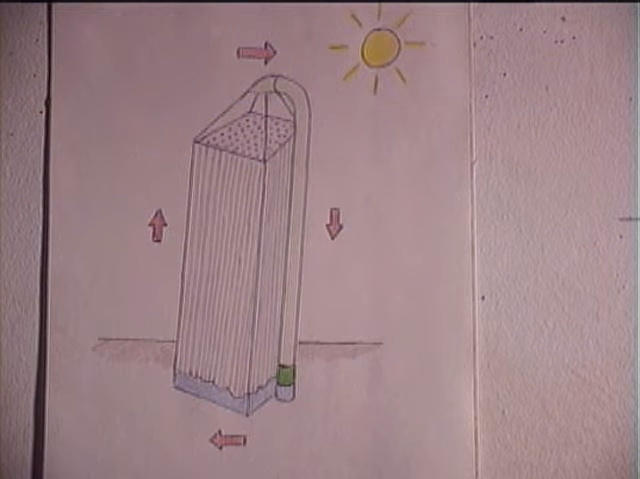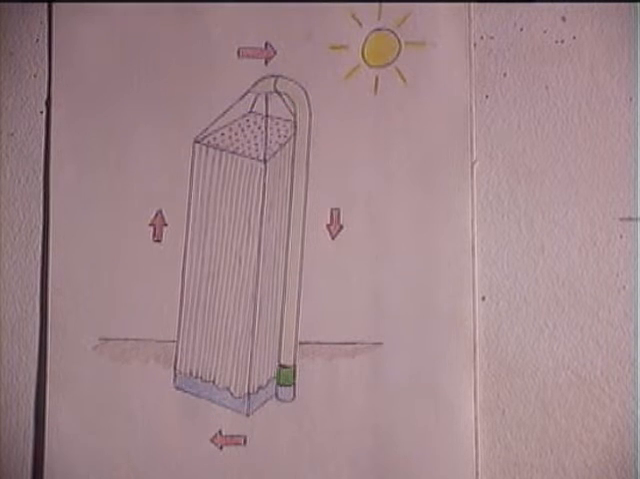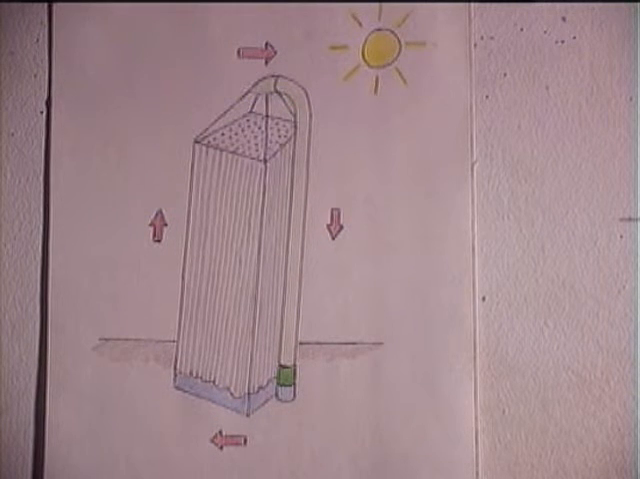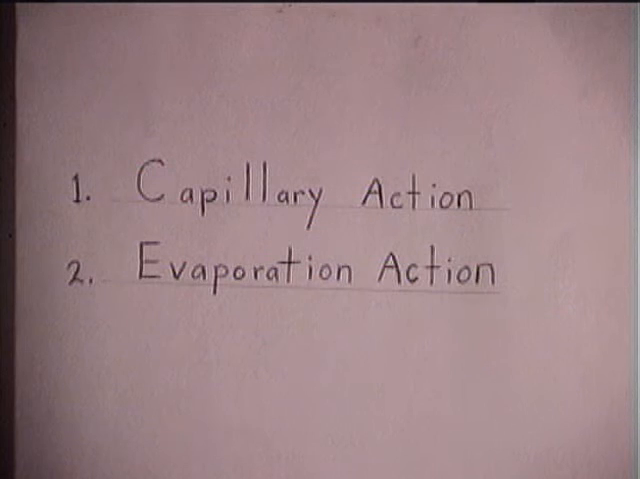I have a plan for a perpetual motion machine. In operation, my machine uses 1. Capillary action and 2. Evaporation action. Capillary action is the ability of a narrow tube to draw water up into itself via the adhesive force between the water and the tube's walls.